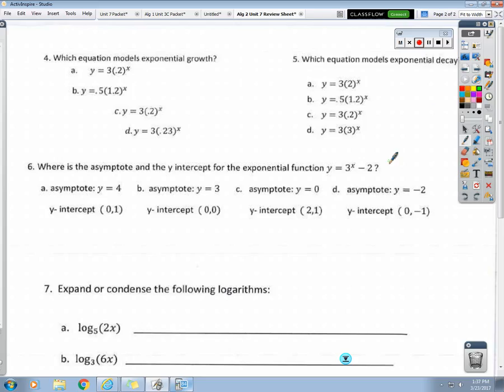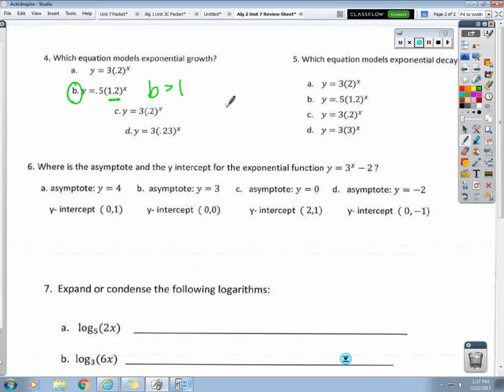Okay, number 4. Which equation models exponential growth? Which one? B is correct. And why is that the only one that's growth? It's the only B value greater than 1.